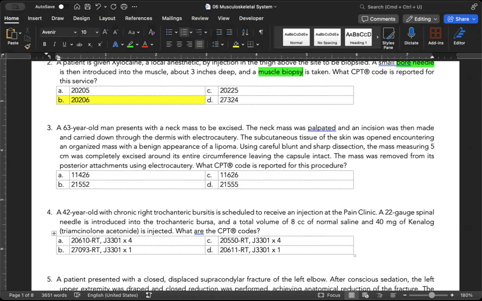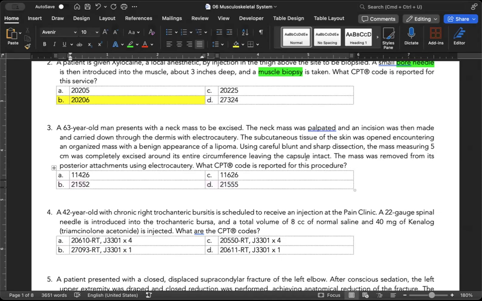So when you're in your testing element, it's going to have up in the top left-hand corner what system you're in, right? It's the 20,000 series. So what I always recommend is go look at your 20,000 series codes first. And then if you need to, decide whether you need the integumentary system, right?